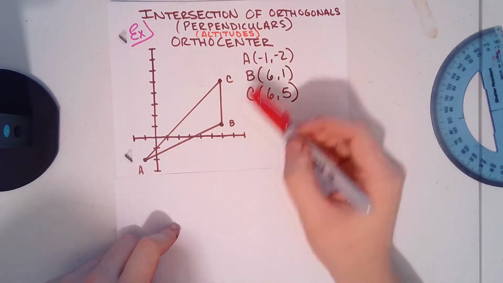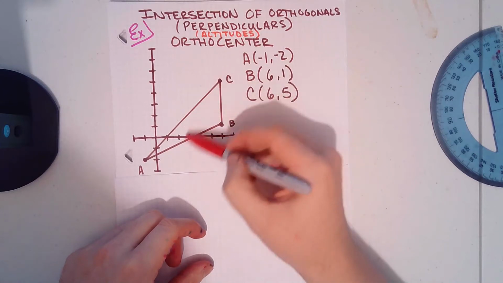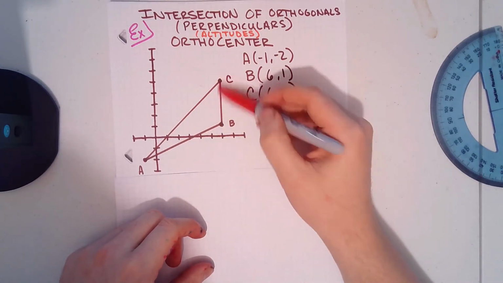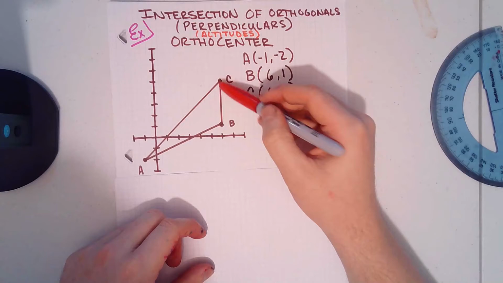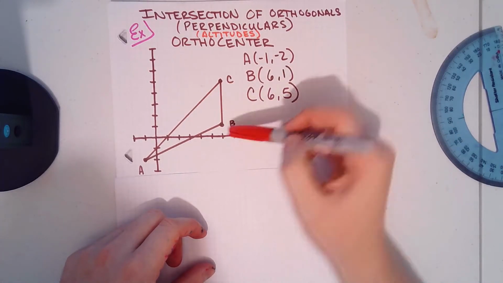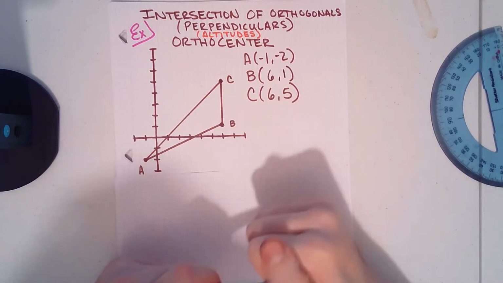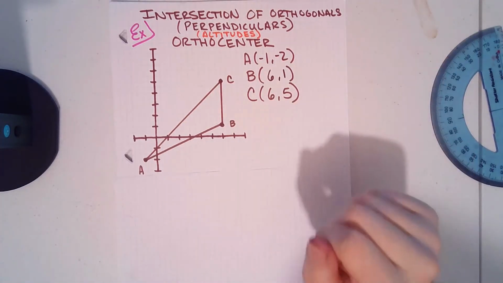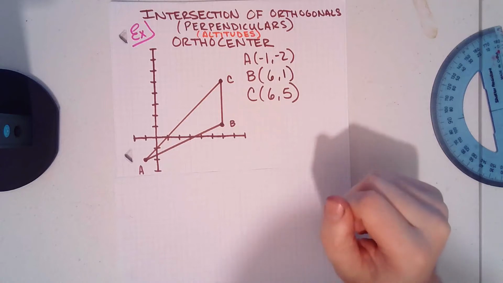Now you'll notice because of the shape of this triangle, it's going to take a lot of doing to make this a 90-degree angle. In fact, we're going to have to go outside the triangle just a little bit to do a 90-degree angle from C to AB. So here's what I mean by that. We're going to find the slope of AB.